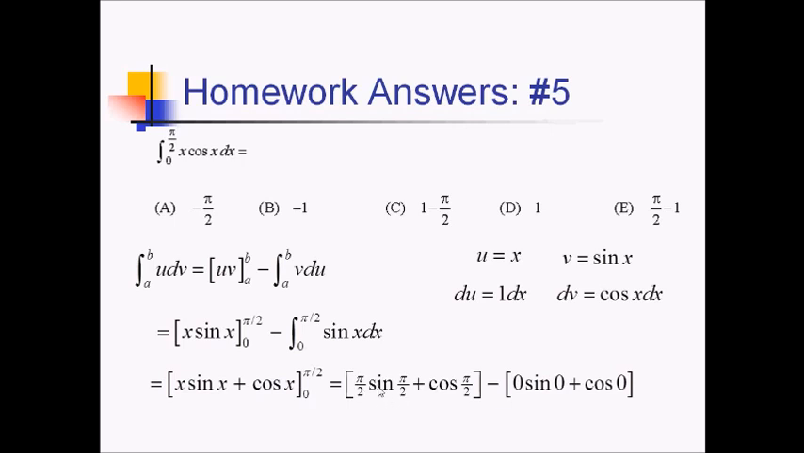So let's see now. Sine of pi over 2, that's 1. 1 times pi over 2 is just pi over 2. Cosine of pi over 2 is 0, so we don't have to worry about that. Over here, I've got 0 times whatever, which is going to be 0. And we also have cosine of 0, which is positive 1, but that's being subtracted. So when the dust settles, I have pi over 2 minus 1, which is answer choice E.